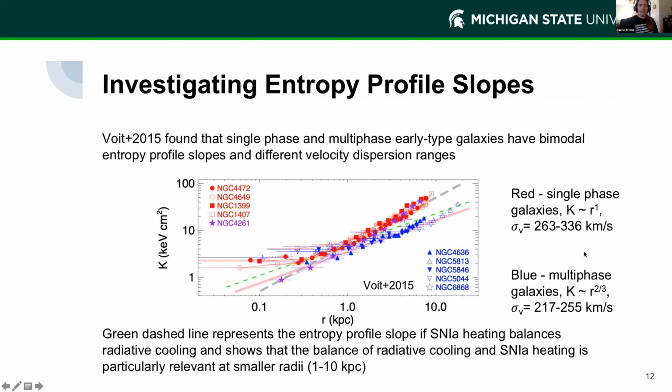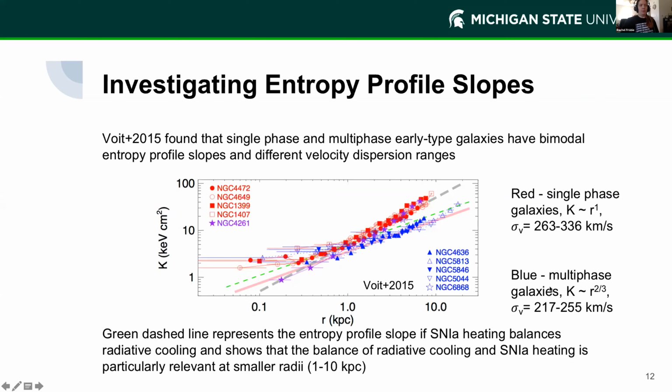So returning back to the 2015 paper from Voit, they found that single phase and multi-phase galaxies have this bimodal entropy profile slope outside of about a kiloparsec, where in red we have single phase galaxies that have an entropy profile slope that goes like r to the 1. And in blue, we have multi-phase galaxies that have an entropy profile slope that goes like r to the 2/3 approximately. And an additional thing that they noticed is that the stellar velocity dispersions for single-phase galaxies were all basically higher than the stellar velocity dispersions for the multi-phase galaxies.